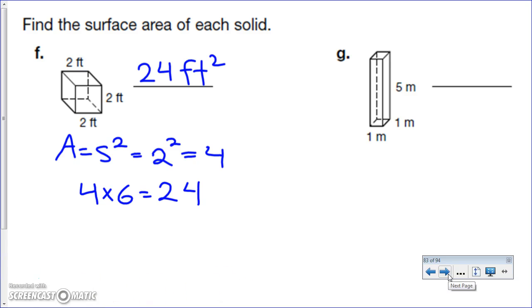For G, if we look at our rectangular prism here, we notice we have 4 sides that are exactly the same. They're all 1 meter by 5 meters. And then 2 bases, one on the top, one on the bottom, which are both 1 meter by 1 meter. So for the first side, we need to do area equals base times height to find the one side there. And then for the bases, the top and the bottom, we also need to do area equals base times height.